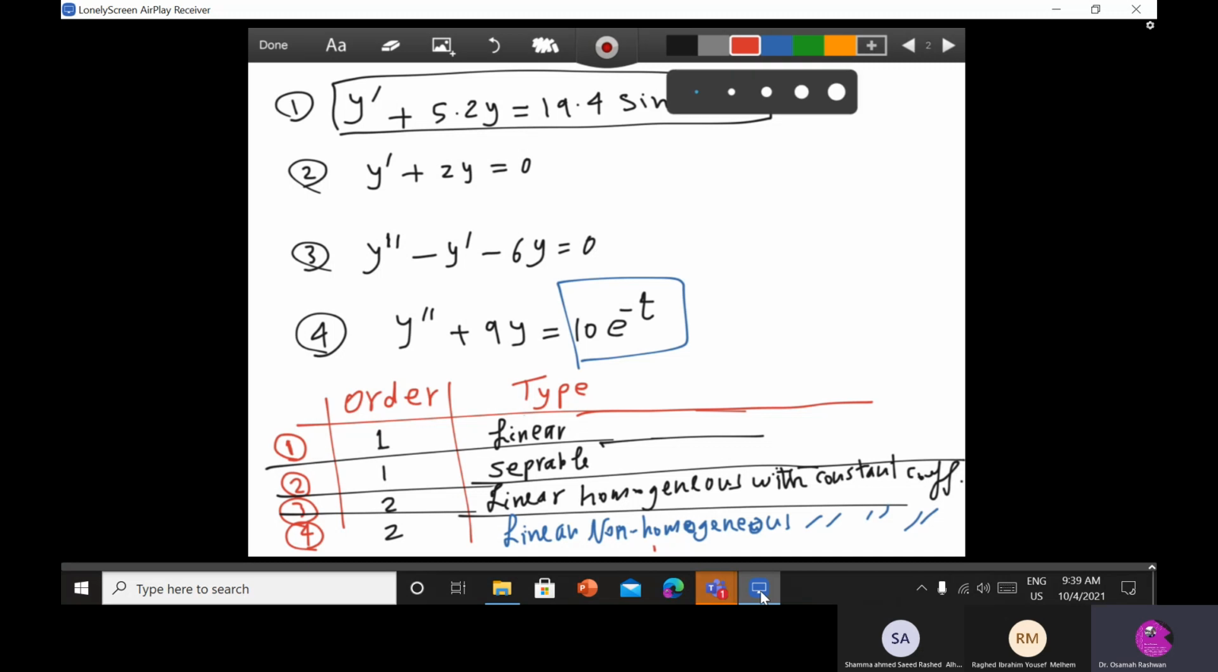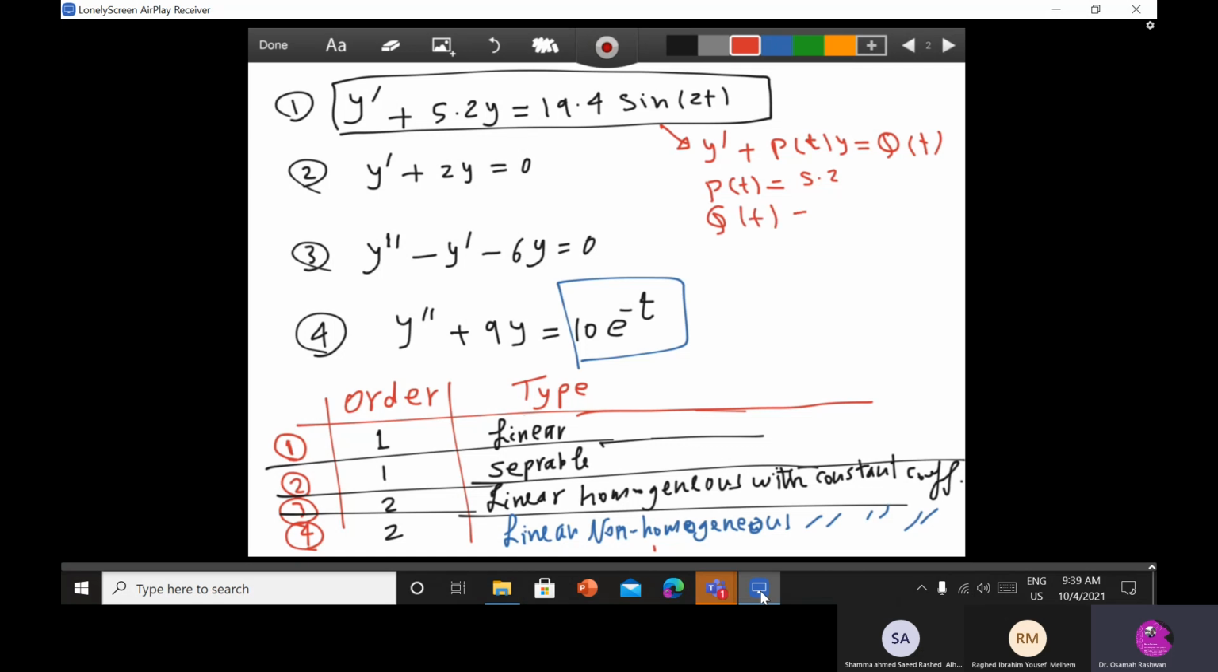What about the linear? The linear has a form. What is the linear form? y' plus p(t) y, instead of x you have independent variable t, equal to q(t). This is the linear. So I have to find p. p(t) is equal to 5.2, q(t) equal to 19.4 sin 2t. Now I have a formula for the solution. Do you remember it? Yes.